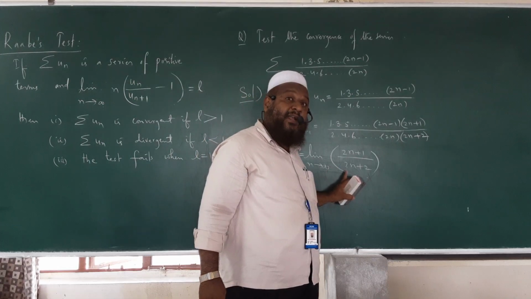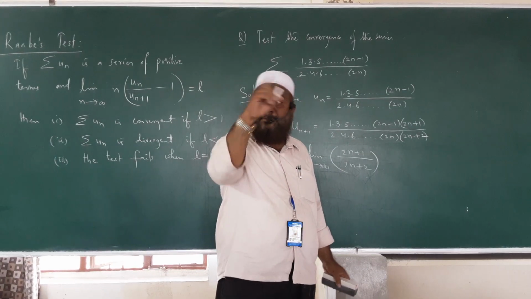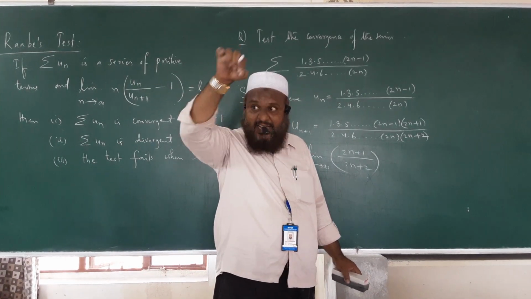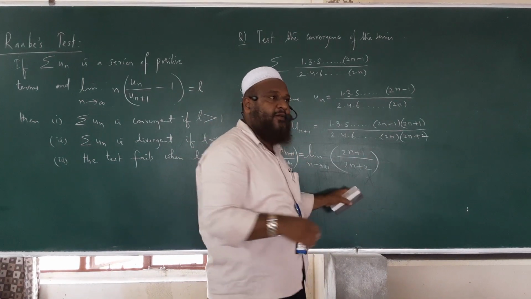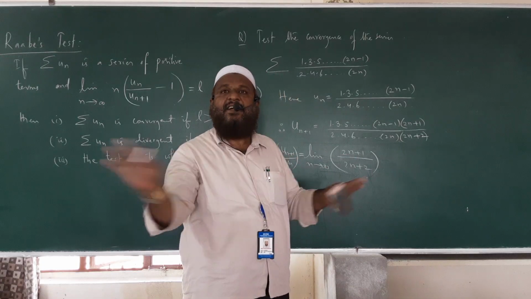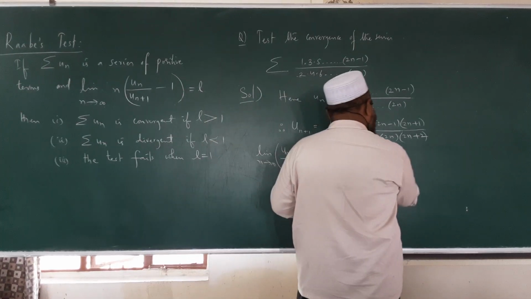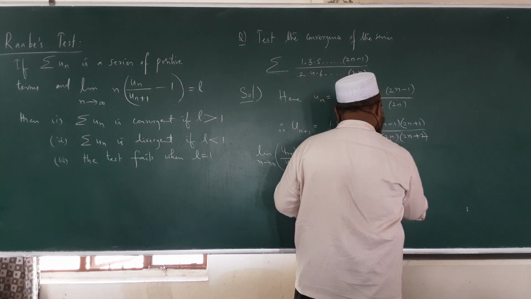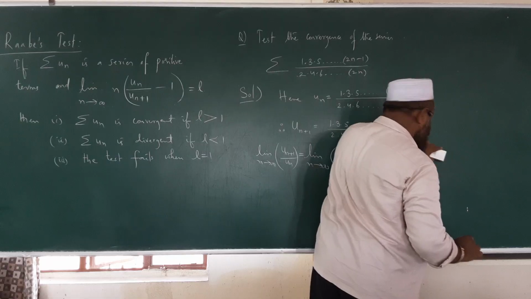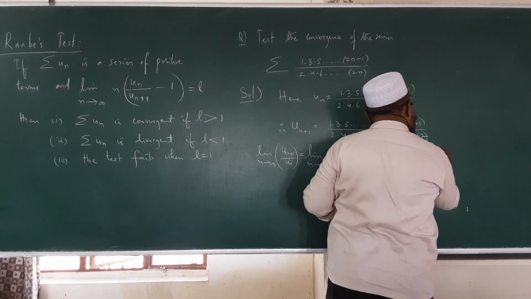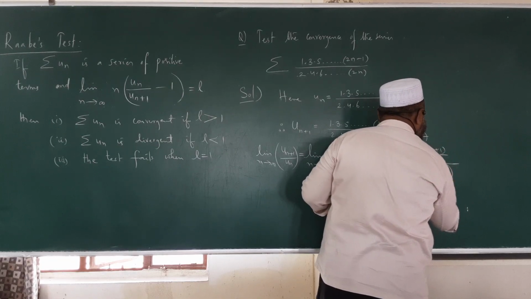To calculate the limit of this function, take the highest power comparing from numerator and denominator. Select the highest power, divide the numerator and the denominator with that highest power. What is the highest power? n only. So I will divide numerator and denominator by n. So what will I get? That's equal to limit n tends to infinity, I will write it in one step, (2n plus 1) by n divided by (2n plus 2) by n.